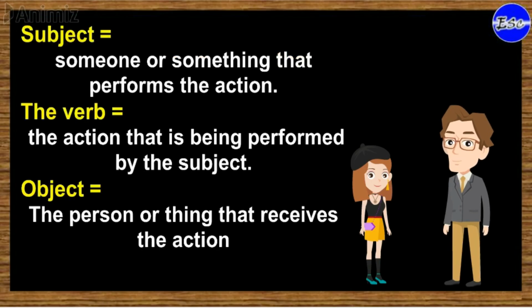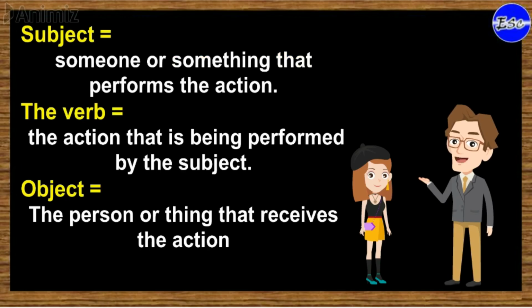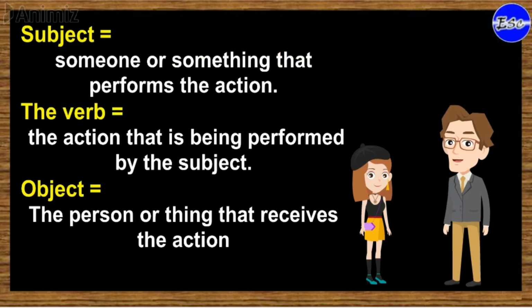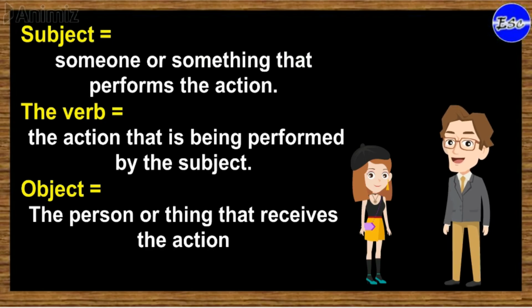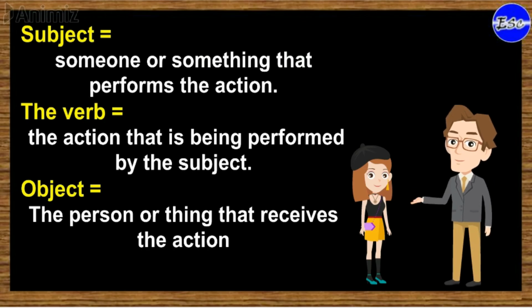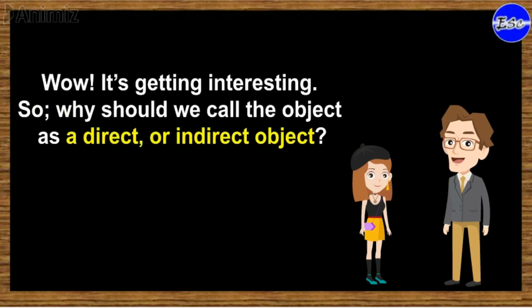Simply say, the subject is someone or something that performs the action. The verb, especially action verbs, are used to refer to the action that is being performed by the subject, while the person or thing that receives the action is called the object. Wow! It's getting interesting. So, why should we call the object a direct or indirect object?